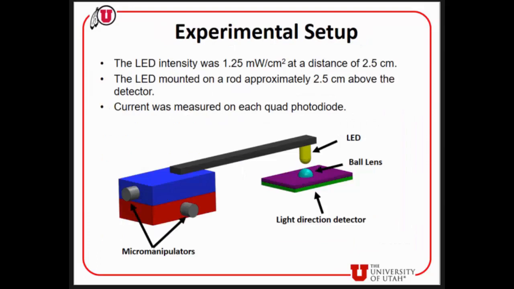Our device was characterized in this simple experimental setup where we used a white LED, which had an intensity of 1.25 milliwatts per centimeter square at a distance of about 2.5 centimeters. The LED was actually mounted on a rod, which was kept about 2.5 centimeters away from our light direction detector. The rod was then attached to a set of micromanipulators, which was moved in X and Y direction, and that is how we did our experiments. Each photodiode at the four corners of our quad cell was measured individually with the help of a digital multimeter, and all the experiments were done in a closed box.